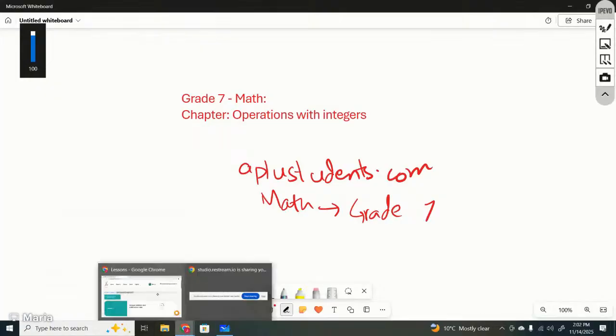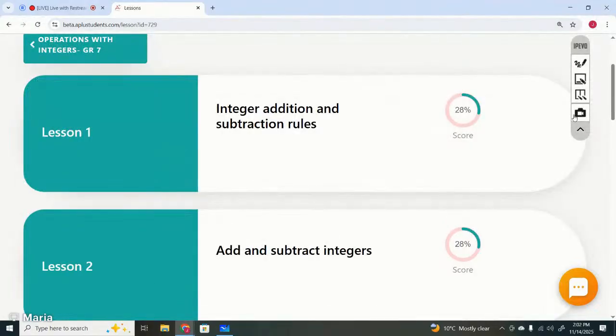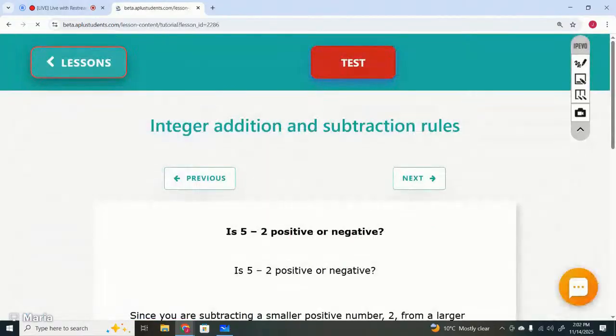Here I'm on grade 7 math. Chapter we're on right now is operations with integers. Let's just start with the first lesson, that is integer addition and subtraction rules. So when adding or subtracting integers, we need to apply some rules. Those rules we are going to learn here, right? So let's just start with the first example.